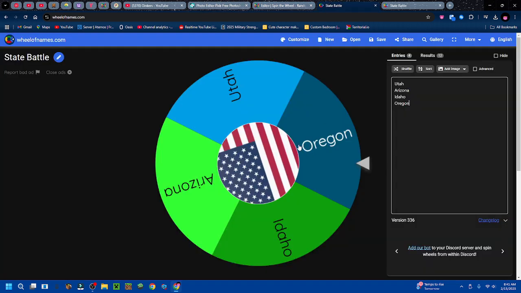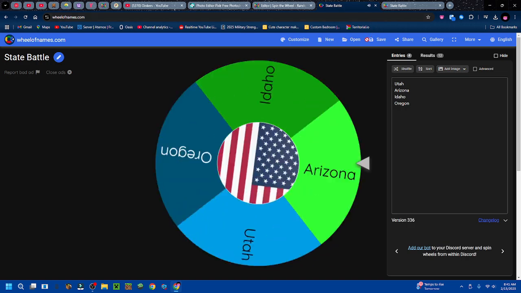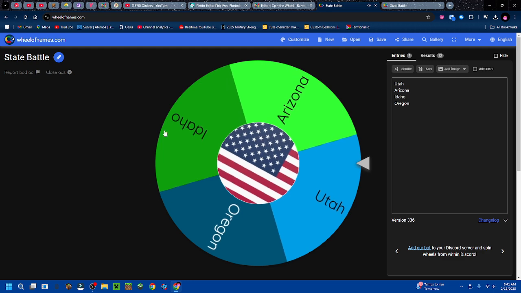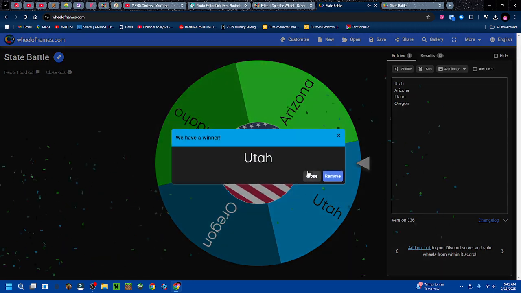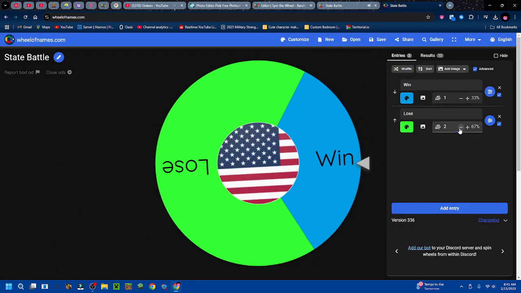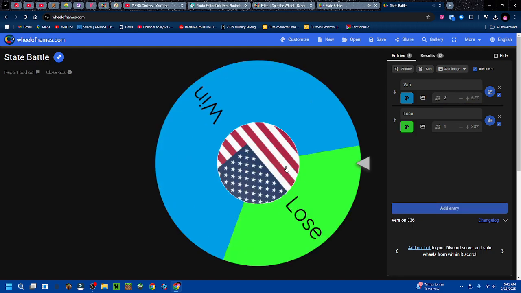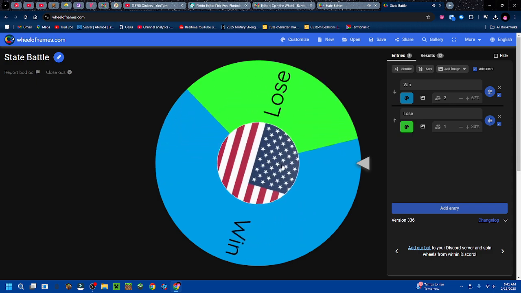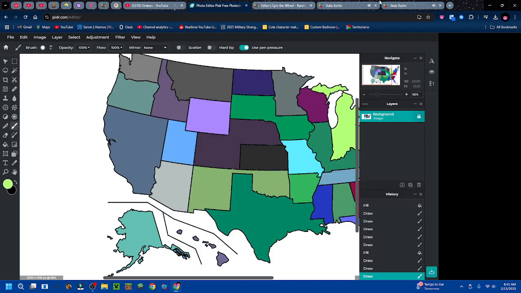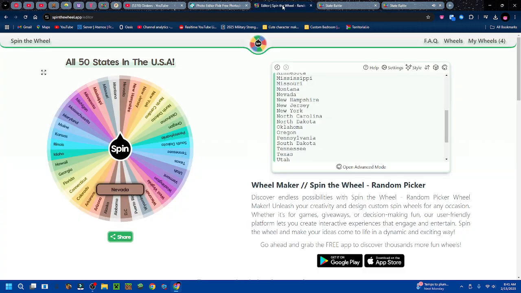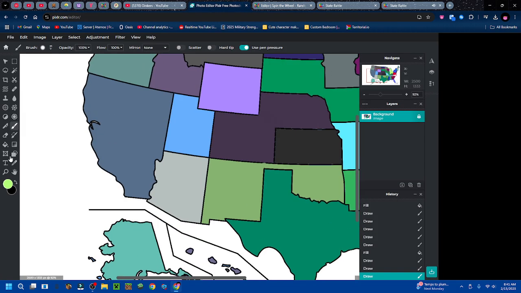Alright. Who are they going to be attacking? Utah. They have a higher chance of winning because they're the attacker. But it looks like they're going to lose to Utah. Alright. Looks like these advantages aren't working out. That's weird. So Utah's going to take all this.